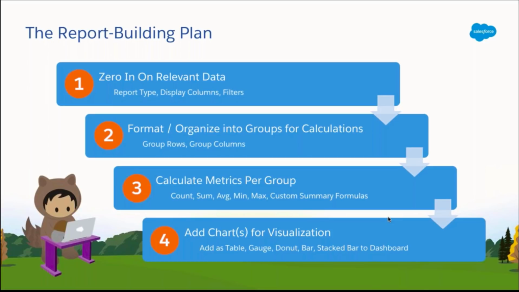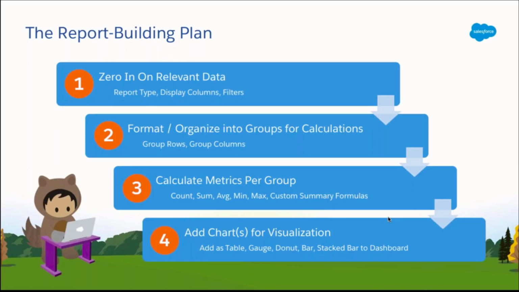So I recommend that we follow 4 major steps when we're building our reports. First, you want to make sure you're only looking at the relevant data. So you need to decide what report type is going to have the right records, choose what display columns to show in that report, and decide what filters need to be applied.